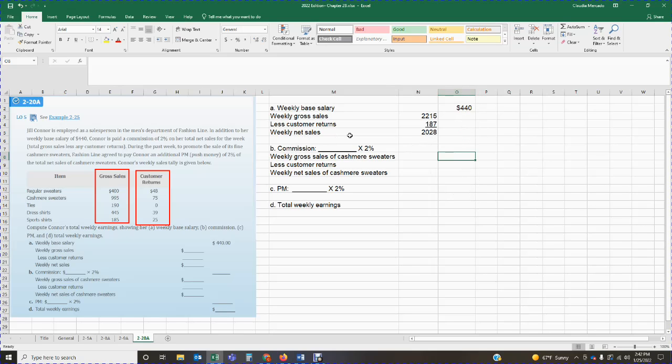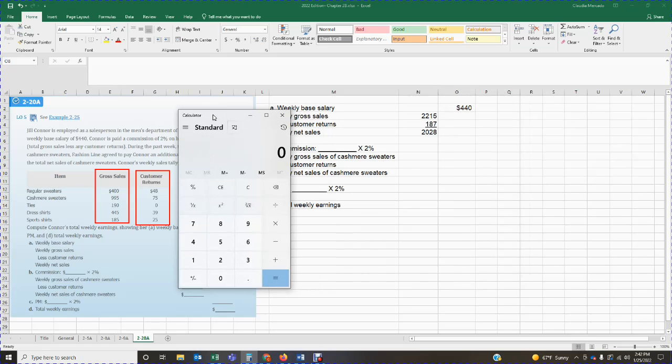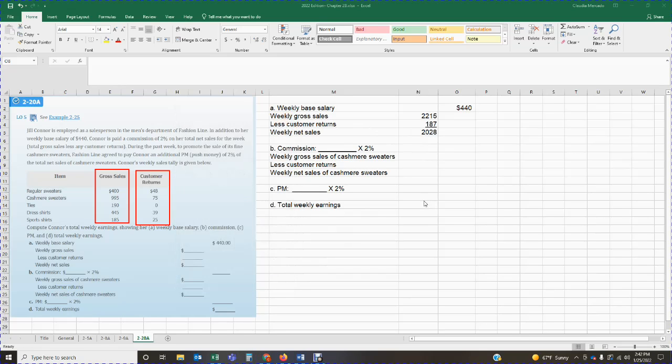My weekly net sales is 2,028. How do we get that number, guys? Well, we got the total gross sales of 2,215 minus our customer returns of 187. That gives me 2,028. Now, let's calculate part B, the actual commission. I now figured out that I had net sales of 2,028, so I'm going to get my 2,028.